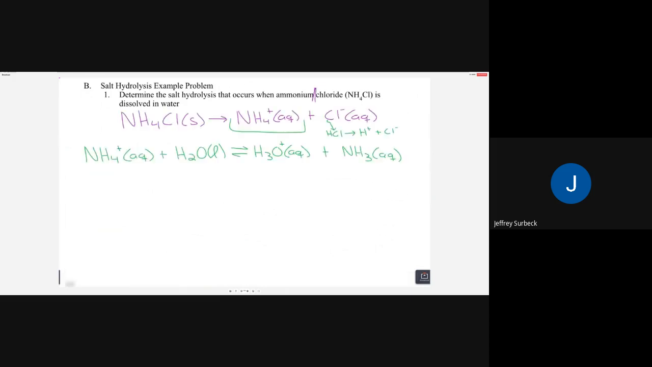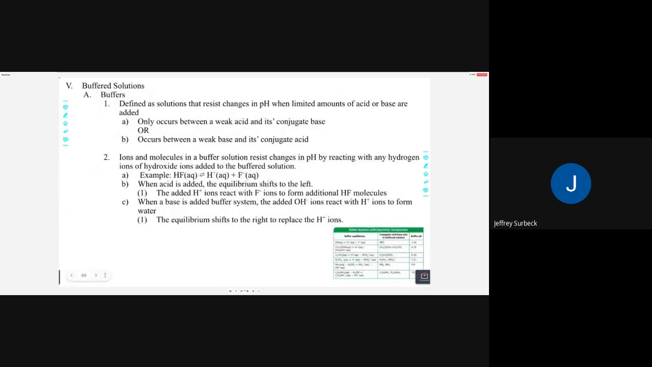Okay, so our last thing is this, buffers. Really, I should have probably highlighted or boxed in this point number 1 and both points A and B below that, which are really important. Buffers resist dramatic changes in pH. The reason why is this. They have a weak acid and its conjugate base, or a weak base and its conjugate acid. You have to have these criteria.